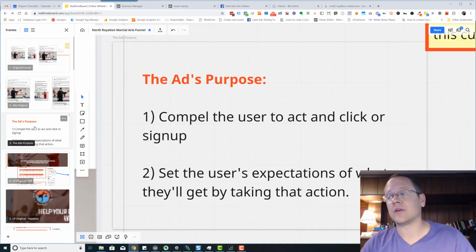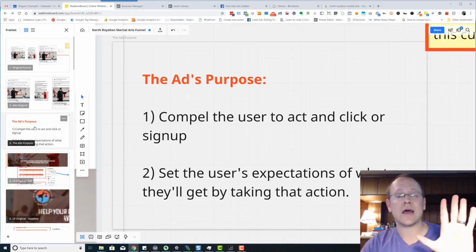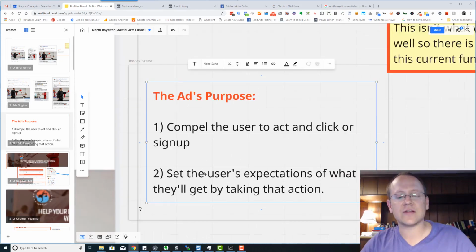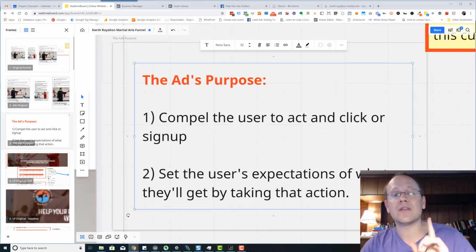You want to make sure that the offer also indicates intent. What I mean by that is, if you put an offer up, you want to make sure that if they take that offer, they're raising their hand to say, I am a qualified prospect that does have the money or wants to purchase this kind of service or product. I didn't put that in this list here, but that's important. And then the next thing is to set the user's expectations of what they're going to get when they take this action from the ad. This is important because that should carry over into the landing page.